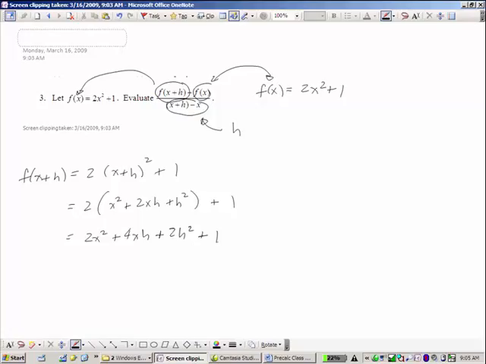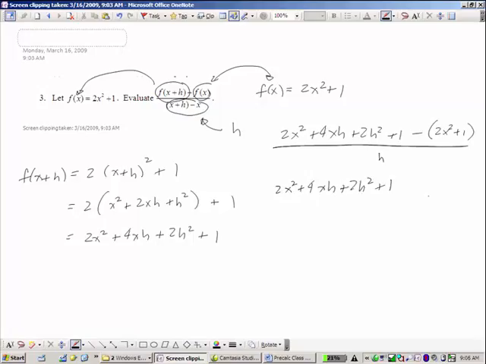After you do the hard work, this really nice thing happens. Watch what we get. On top, we get 2x squared plus 4xh plus 2h squared plus 1 minus the quantity 2x squared plus 1, all over h. Yeah, I'm getting excited too. This is going to look nice. Now, 4 out of 10 pre-calc students forget that they have to distribute the minus. And now, what goes? 2x squareds are gone, the 1s are gone, and I'm left with 4xh plus 2h squared over h.